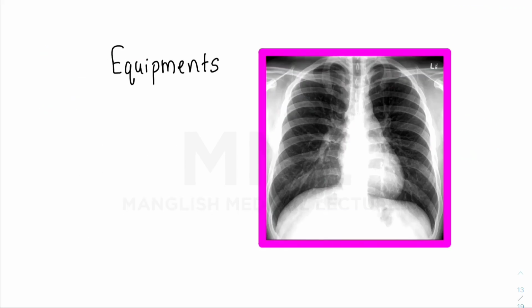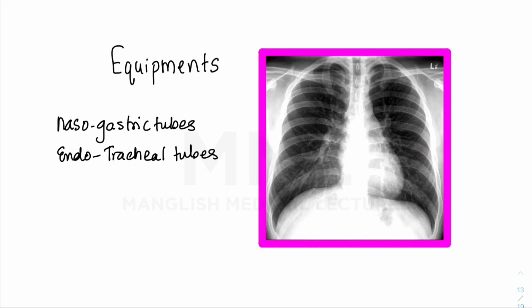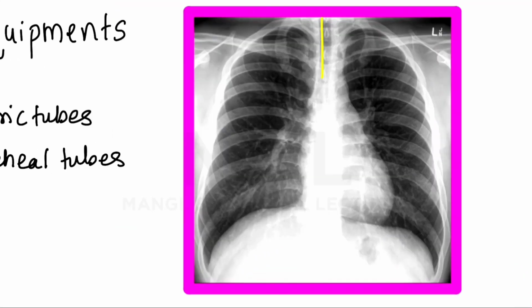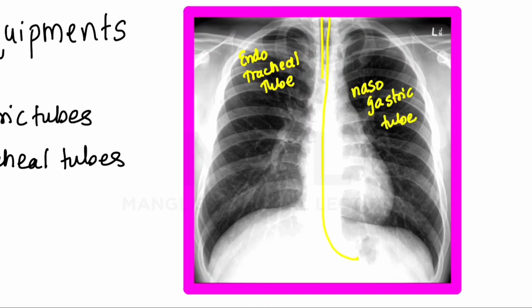And finally, equipment. You can have a pacemaker, nasogastric tubes, endotracheal tubes. How will the endotracheal tube look? You can see the endotracheal tube there, or you can see the nasogastric tube. So you can see such equipment in the X-ray film.